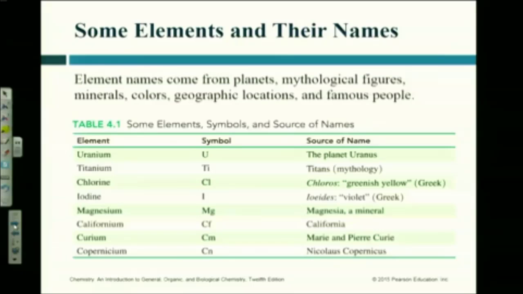Some of them come from mythology. Some of them come from old Latin or Greek names. Some of them are named after people. Some of them are named after places. Like curium, named after Madame Curie. Did we talk about her in here? No. Who knows who Madame Curie was? Anybody know who she was?